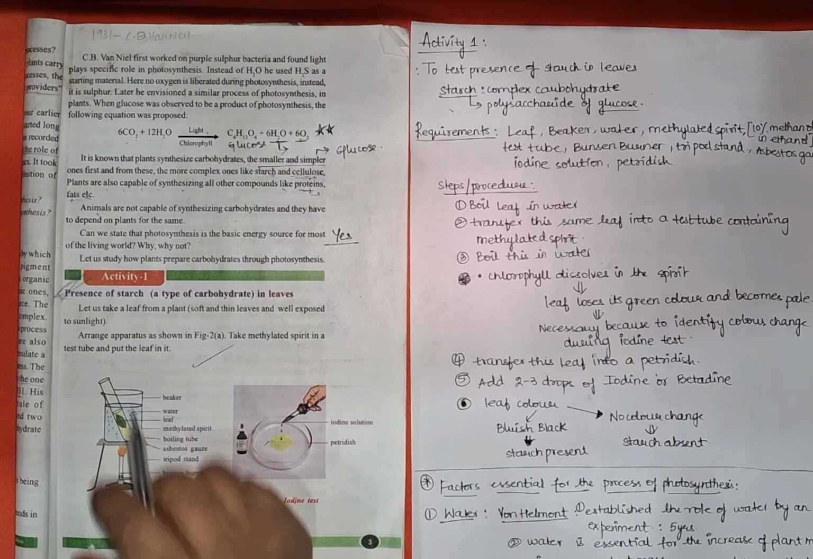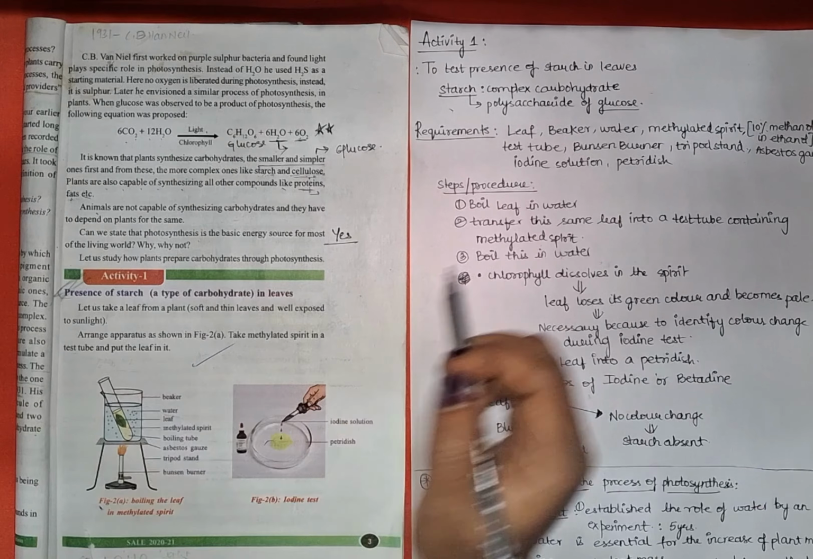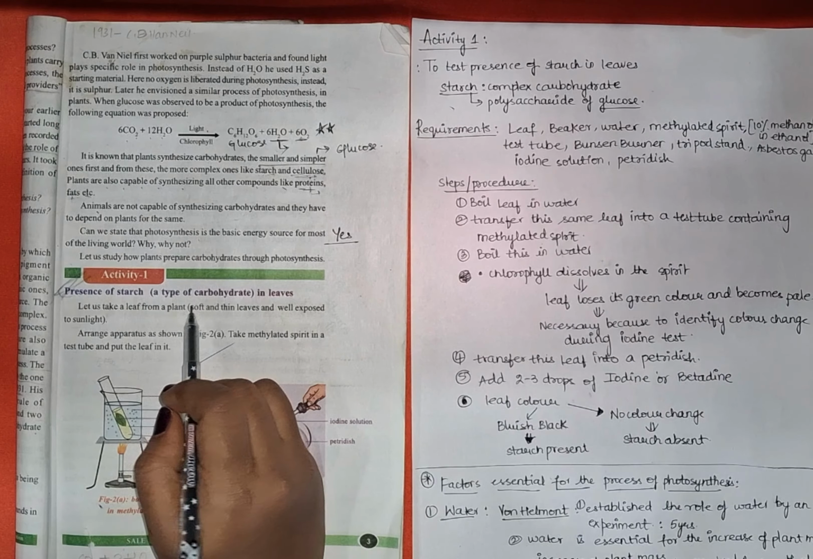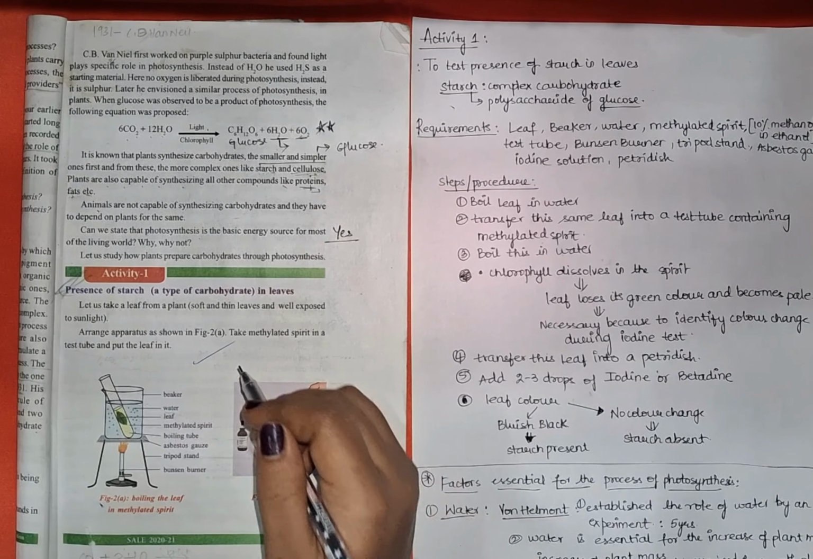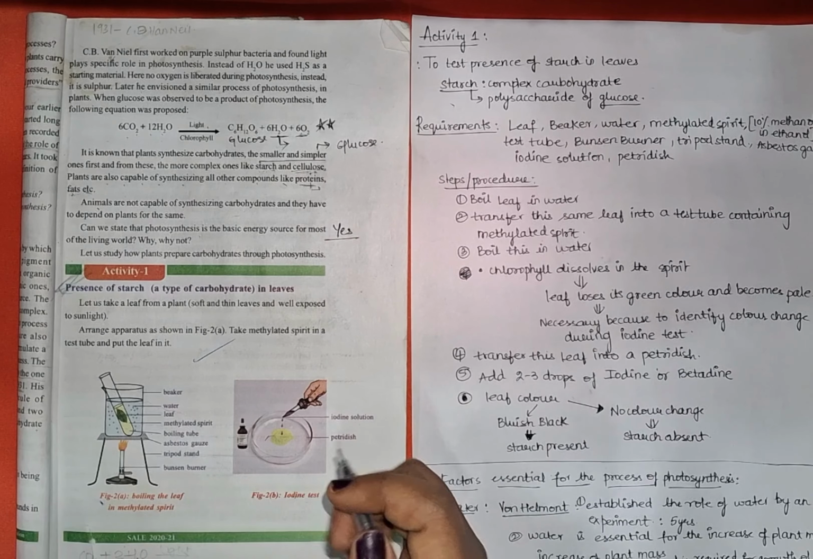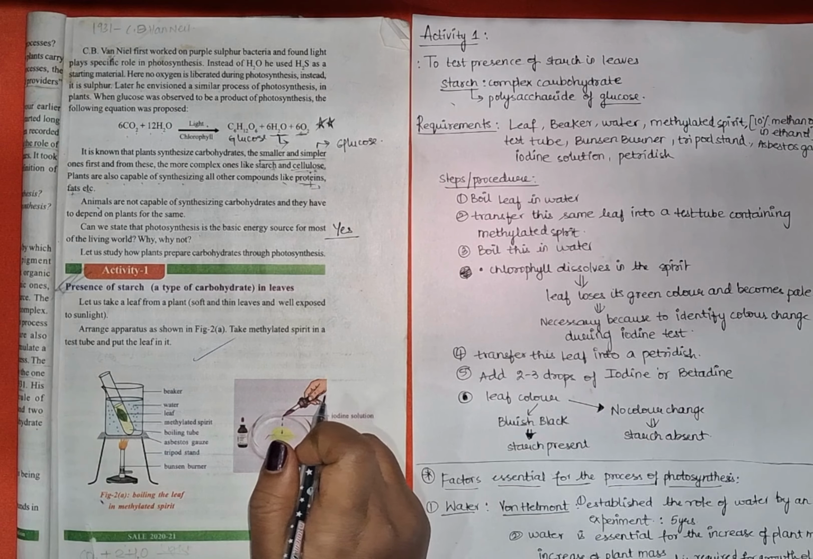So now let's start with Activity 1. Activity 1 is to test the presence of starch, which is a carbohydrate, a complex carbohydrate, and it is a polysaccharide of glucose. That means glucose is its monosaccharide.